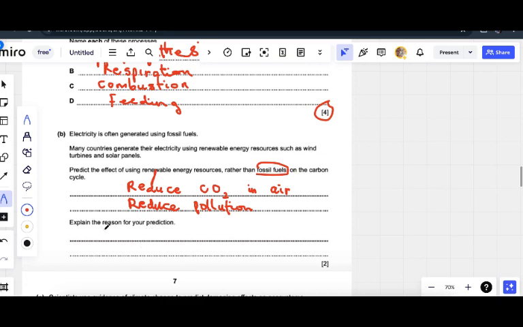One, to have a pollution-free environment, and moreover it is sustainable. Fossil fuel finishes. Renewable energy is sustainable. You can give this reason: renewable energy resources are sustainable, as they don't get finished. The energy from the sun can never get finished. But fossil fuel can finish.